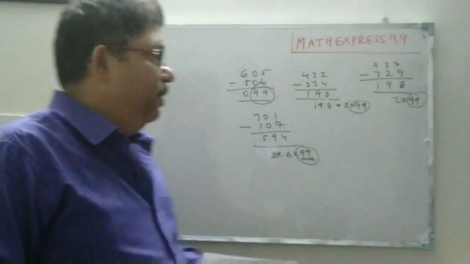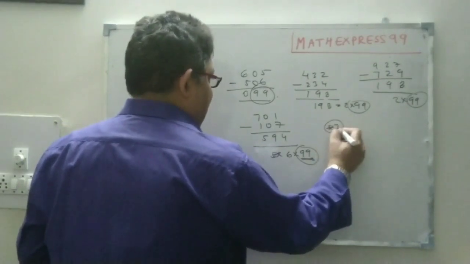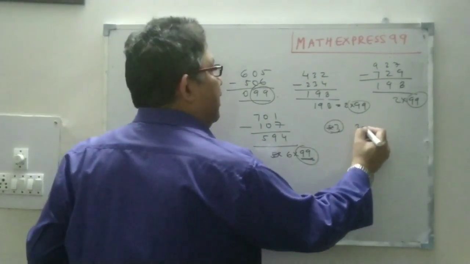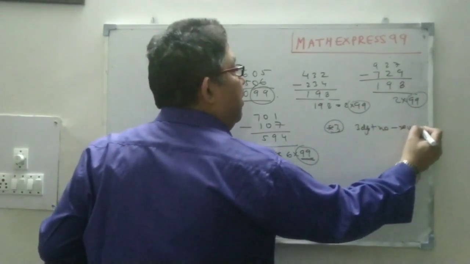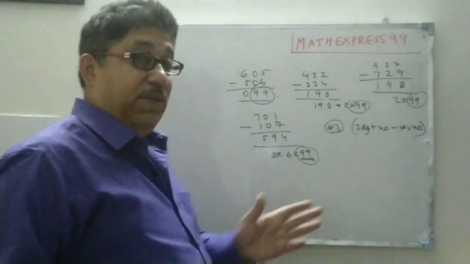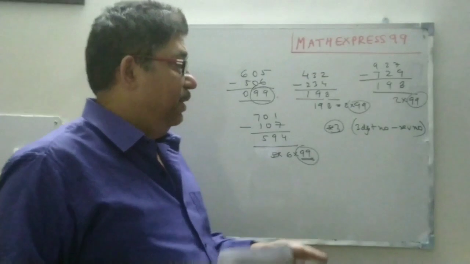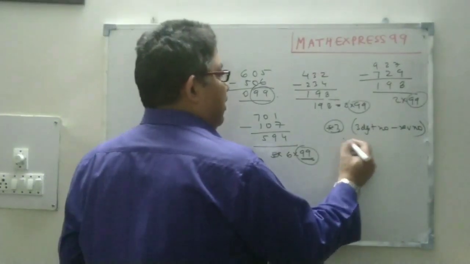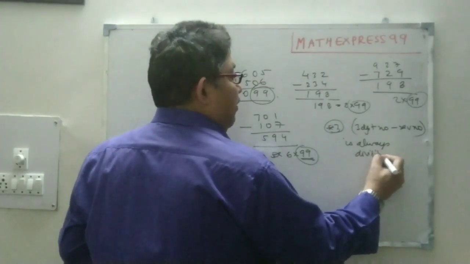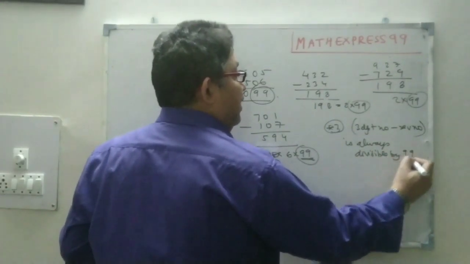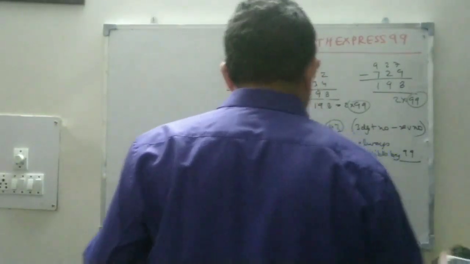This is rule number 3 I would like you to learn. 3-digit number minus reverse number, and if the reverse number is bigger, then you make it the other way around: reverse number minus 3-digit number is always divisible by 99. Now one interesting thing is visible here.